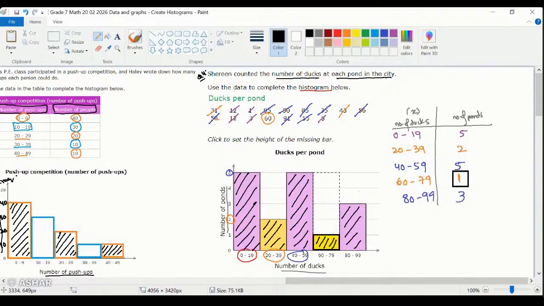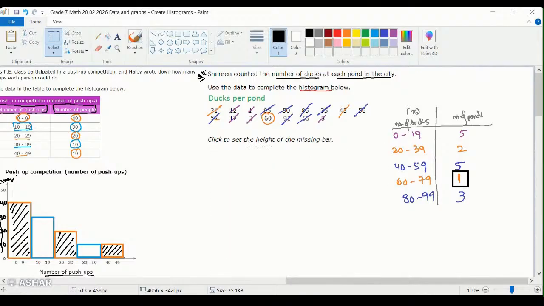Through this histogram, let's suppose this diagram was not given to us. Okay, I'll just remove this. If this was not given to us, we need to process the data.